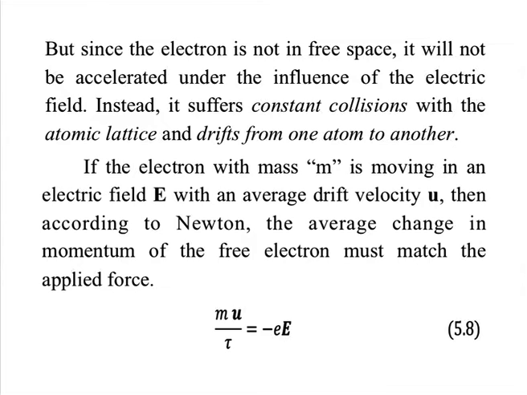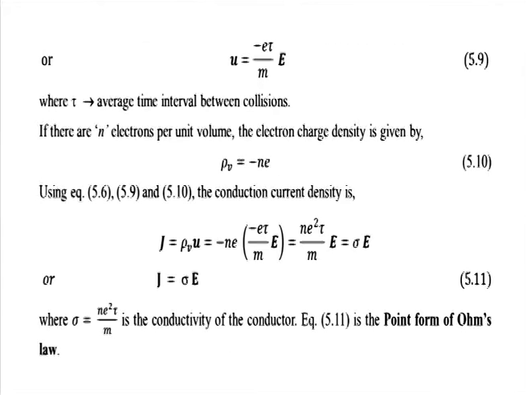Instead, it suffers constant collisions with the atomic lattice and drifts from one atom to the other. If the electron has a mass m and is moving in electric field E with an average drift velocity u, then according to Newton's law, the average change in momentum of the free electron must match the applied force, that is m u upon tau is equal to minus e into E, which results in the velocity being equal to minus e tau by m into E, where tau is the average time interval between collisions.